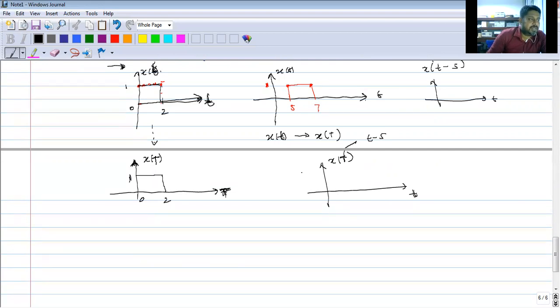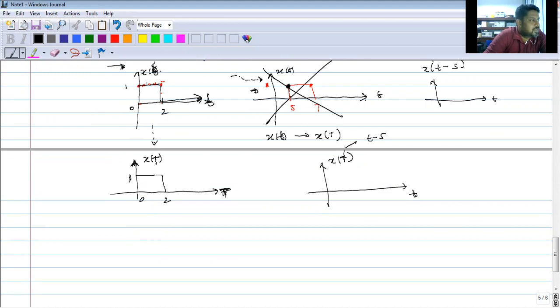So let's see what happened. I will take this point. Let's see what happened to this point. You know that this is our shifted signal. So now please forget about that one. Now we are going to draw this signal. We are going to see how these points are moving when we use this shifting technique.